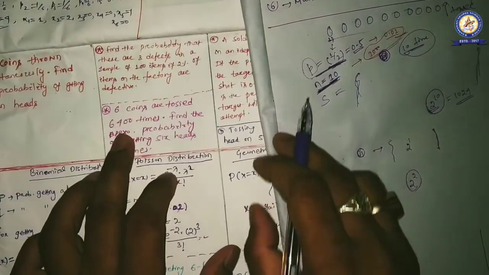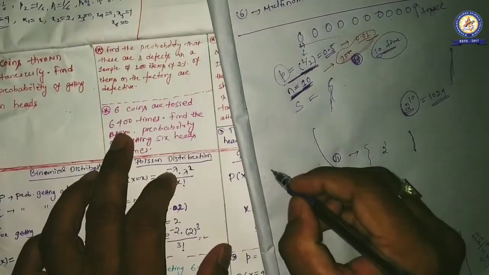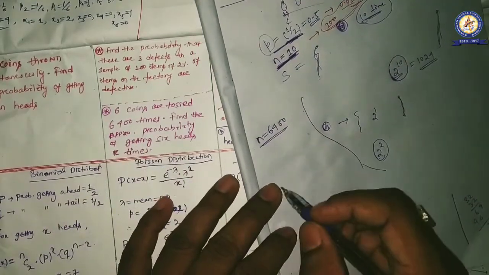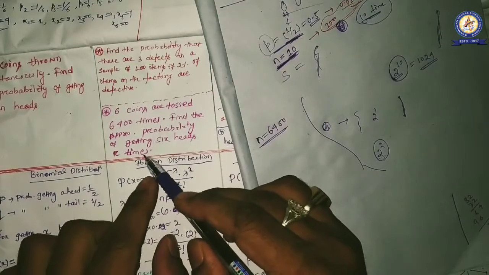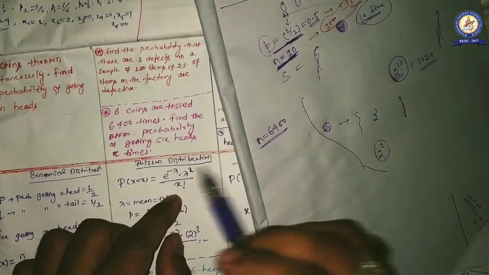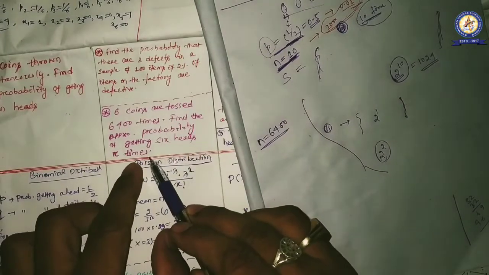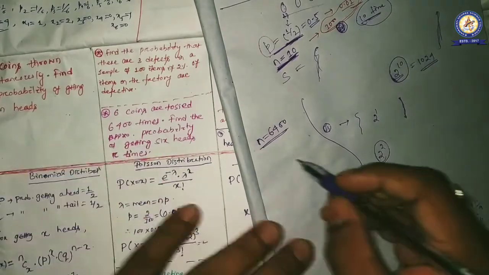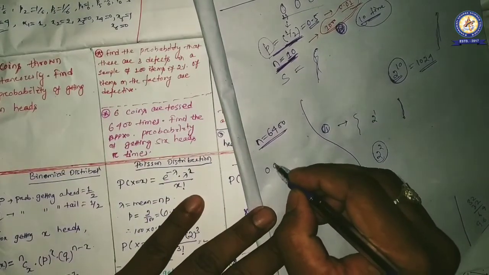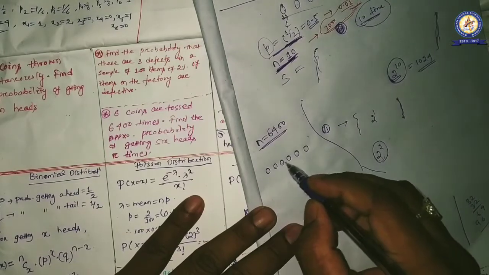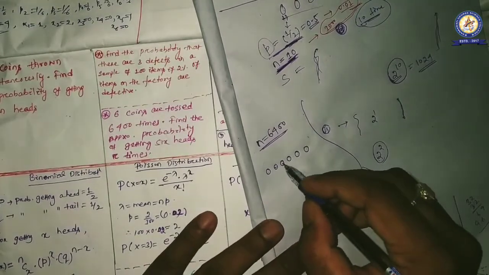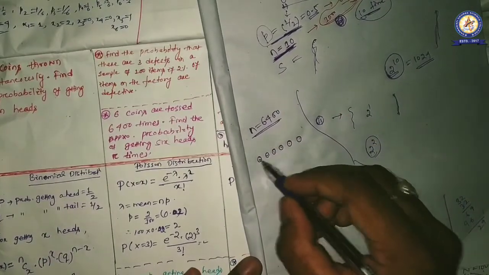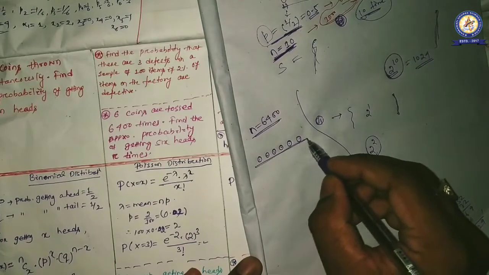Here you can see that n is 6400, and what will p be? Probability of getting 6 heads r times. First of all we are going to consider the probability of getting 6 heads. So here you can see that 6 coins, 1 2 3 4 5 6, are going to be tossed one time. If I toss one time, what is the probability of getting all the coins as heads?